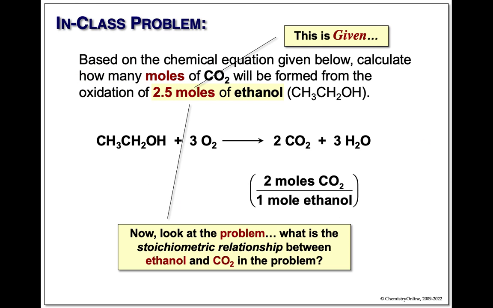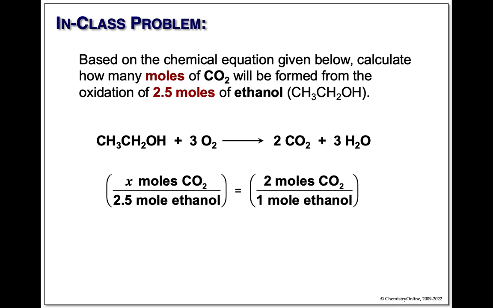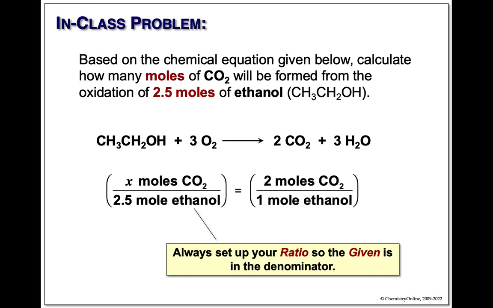Write this as a simple ratio, like that. A known ratio and an unknown ratio. Now, this is simpler and faster on your calculator because you simply cross multiply: 2.5 times 2 divided by 1. Get 5.